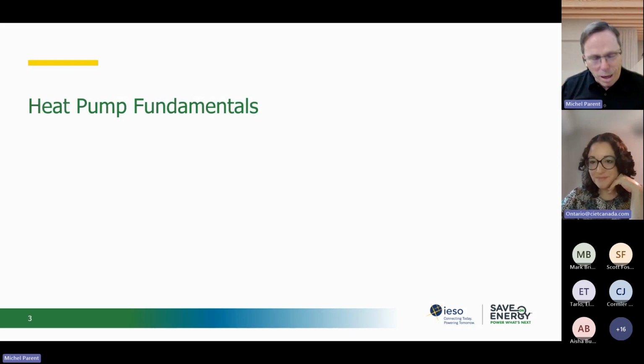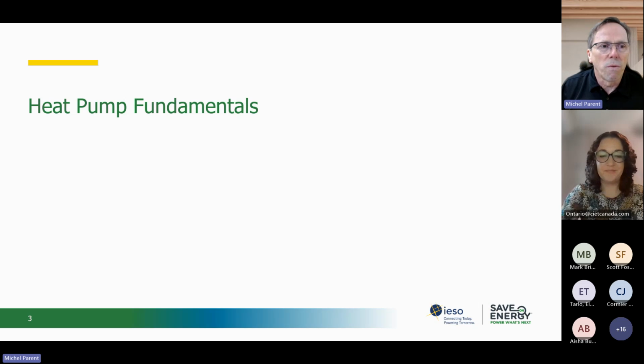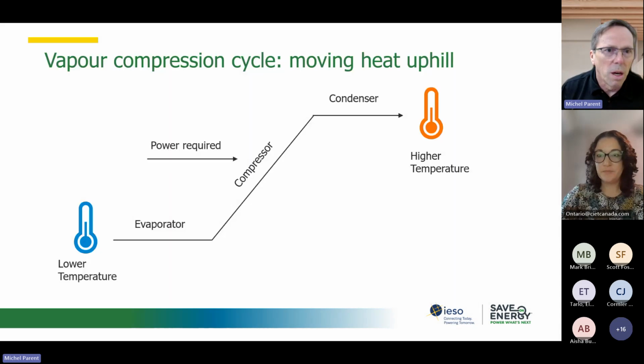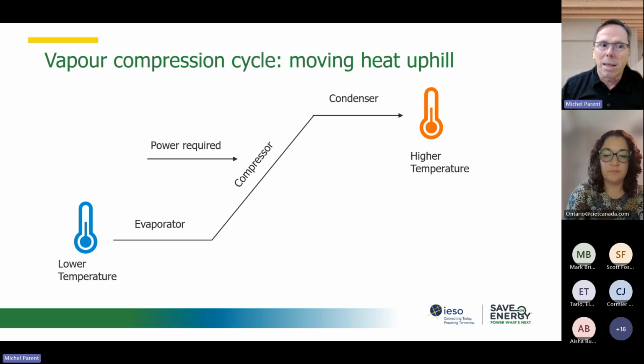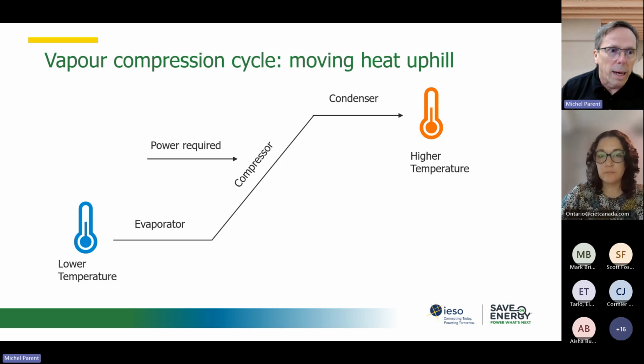So, thanks. Let's go with some of the heat pump fundamentals. Most of you are familiar with heat pumps. It's the vapor compression cycle. So you basically take heat at a low temperature and bring it to a higher temperature. Obviously, to do that, you use a compressor, which basically is the pump in the heat pump. It really is what will pump the heat from the cold outside air, for example, and bring it to your building as warm air to heat the building.